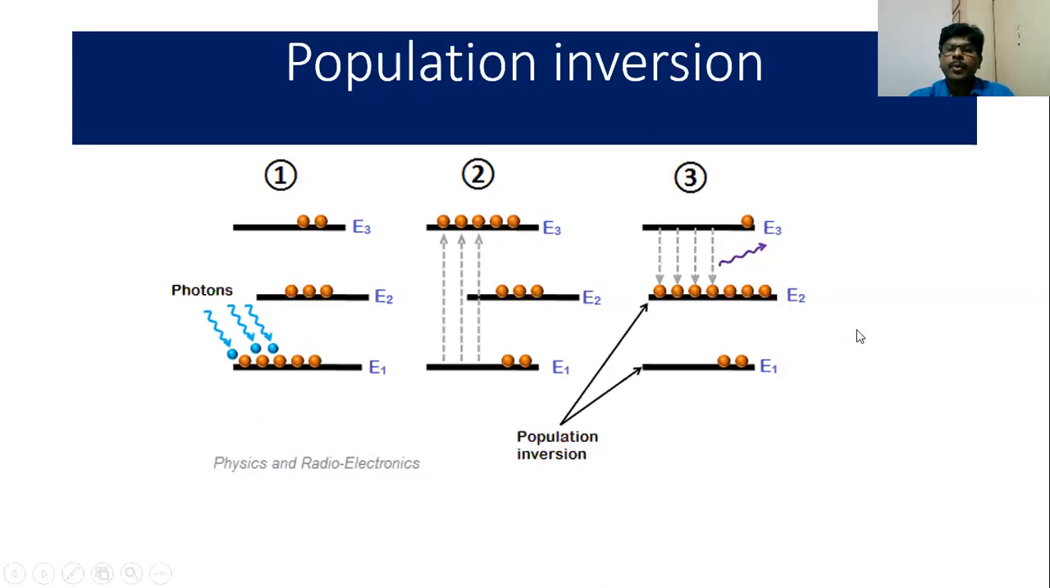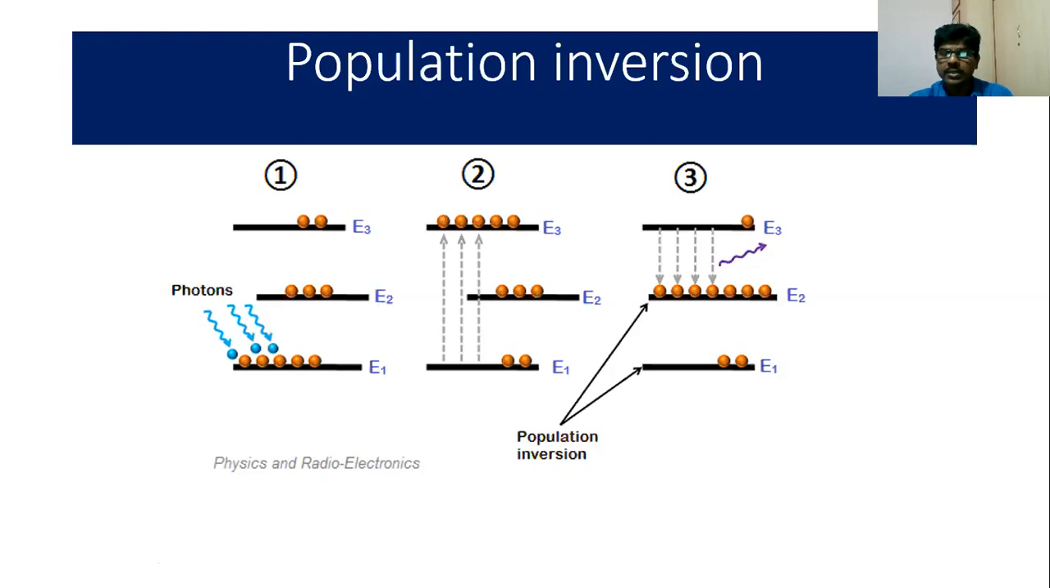Here, in the third diagram, you would see the atoms or the particles get accumulated in the level E2. That is because E2 is a metastable state. We'll be studying what a metastable state is. That is an energy state in which the lifetime of the particles is more. So comparing diagram 1 and diagram 3, in diagram 1 there are more number of particles in the lower energy state compared to the higher energy state E2, whereas in the third diagram there are more number of particles in the energy state E2 compared to the energy state E1. This is what is meant by population inversion.